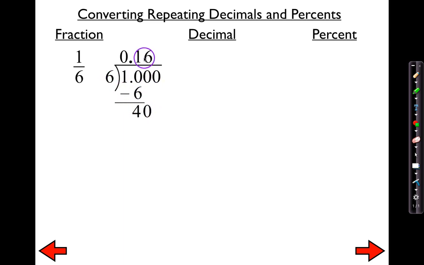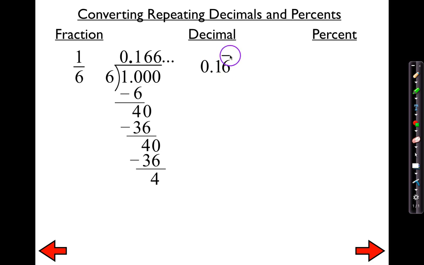6 can go into 40 six times, which is 36, with a remainder of 4. Bring down another 0. Wait a second, this is 40 yet again, so it is going to be a 6. And you're going to find that the 6 keeps repeating. So to write it as a decimal, you're going to go ahead and write 0.16. And because the 6 is repeating, we're going to go ahead and put the repeating bar right above it.